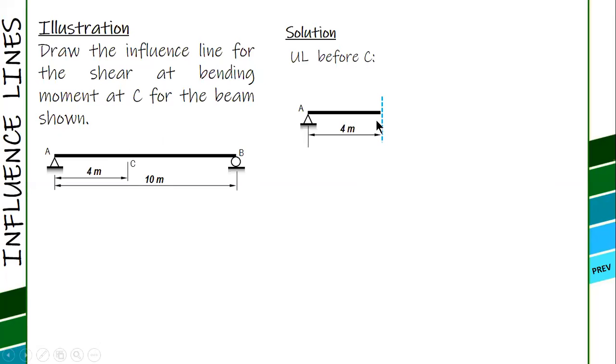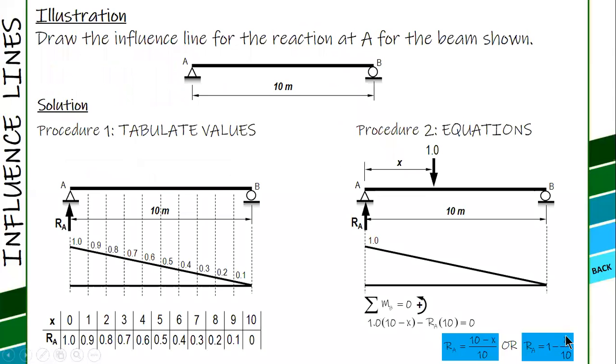So can so another unit load, and then shear sa C, moment sa C. Okay, same man sa shear moment diagram. And then RA. Ang atong RA, 1 minus x over 10. Nasolve naman na dyan. 1 minus x over 10.